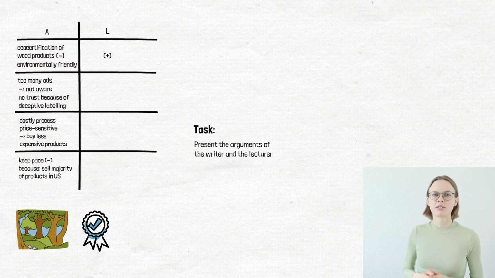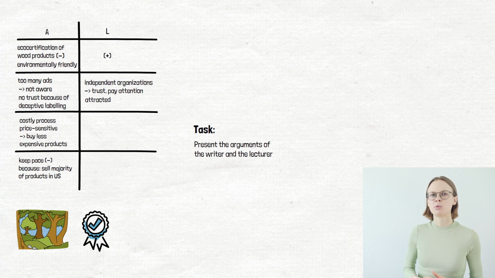Let's go on with the first counter-argument of the lecturer. The lecturer states that if wood products are certified by independent agencies, Americans will trust these labels and they will pay attention to these products. And he adds that Americans who care about the environment will be attracted to these products. As you can see, this first argument of the lecturer directly opposes the first argument of the writer.